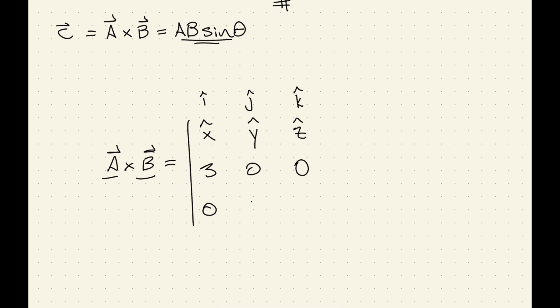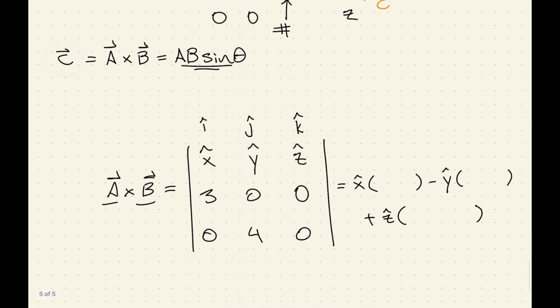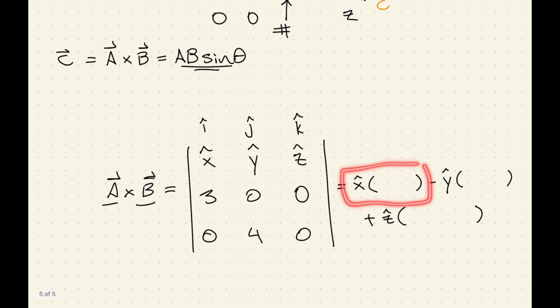And the bottom row is reserved for the second vector. Then we complete the box here like this. Then what I'm going to do here is do an equal sign. I'm going to do x hat, open brackets like this, minus y hat, open brackets like this, and plus z hat, open brackets like this. So what I have here is the x component of the result, the x component of this C vector, which I will put here.